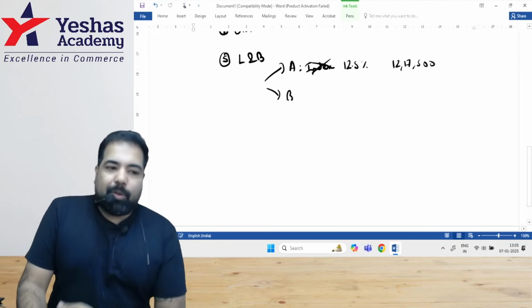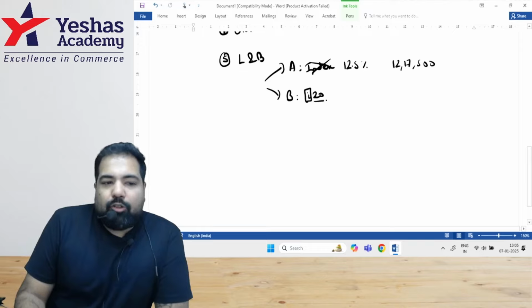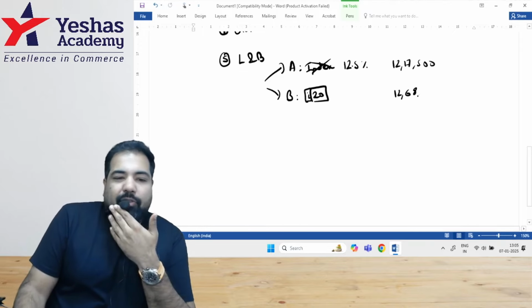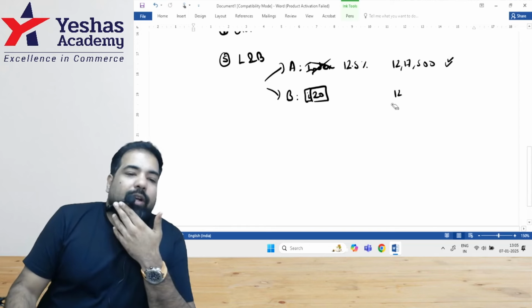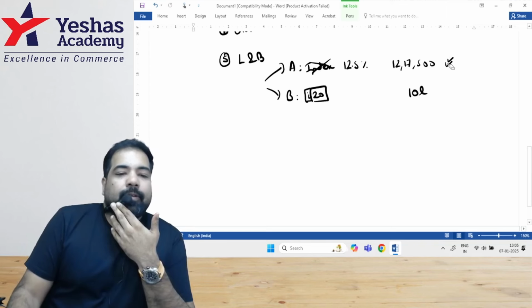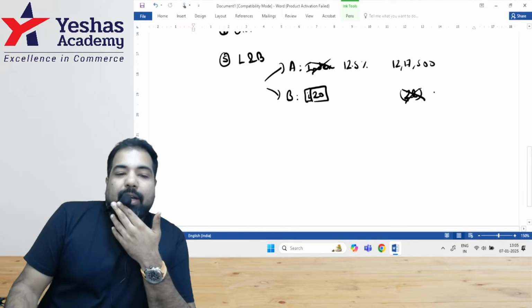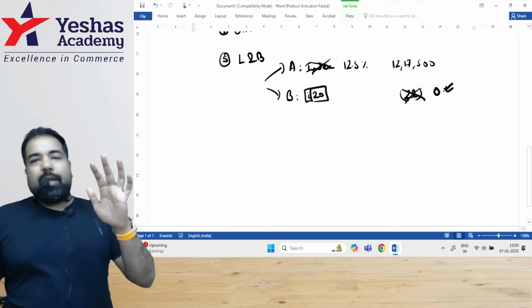What is option number B? I-20. Will you get indexation? And you will be taxed at what rate? And what if that is, guys, 12,68,500? Then which one will you choose, guys? Alright. What if this is 10 lakh? What if this is 1 lakh? What if this is a loss of 2 lakh? Then it will be considered as what, guys? You can choose this, but loss cannot be set off or carried forward.